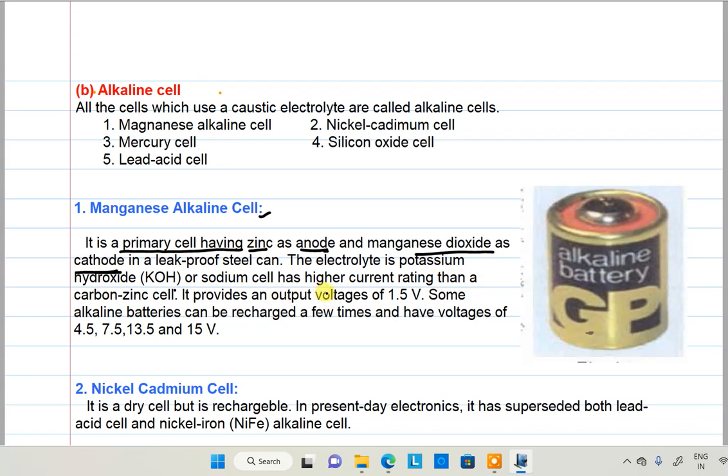It has a higher current rating compared to the carbon zinc cell. What is the output voltage of a manganese cell? They will ask you. 1.5 volt. Some alkaline batteries can be recharged a few times. That means it is not rechargeable generally, but a few times it is rechargeable. After that, you can use and throw, like a primary cell, right? Those voltages are 4.5, 7.5, 13.5 and 15 volt. Those are rechargeable batteries. Only a few times is recharging possible.